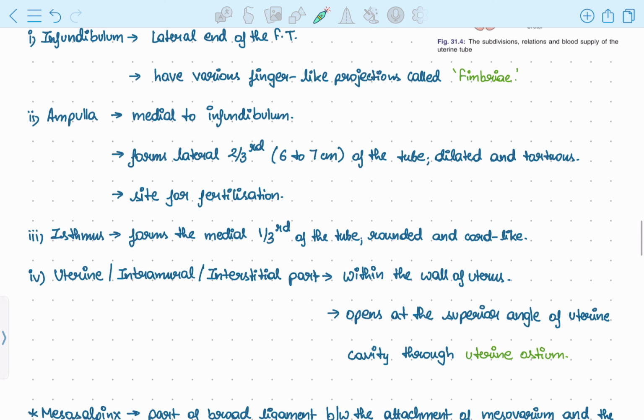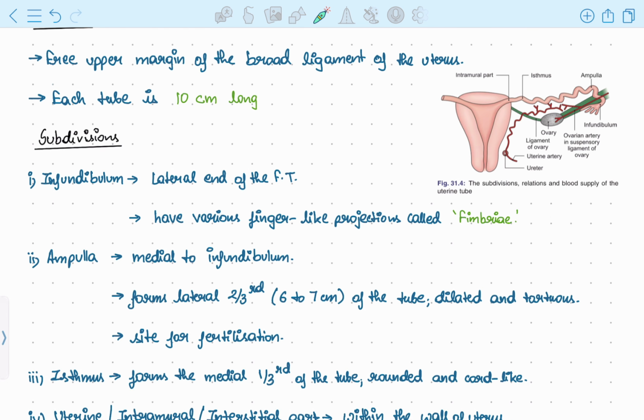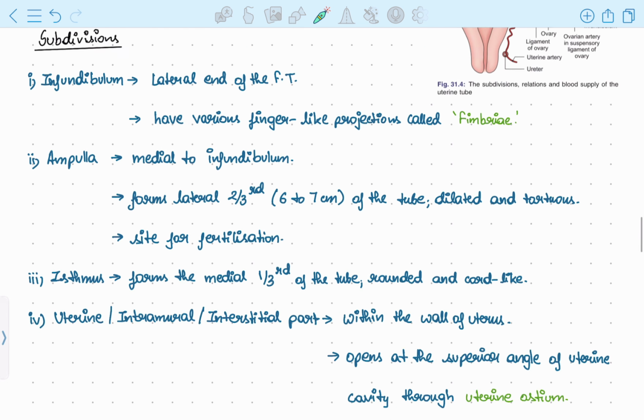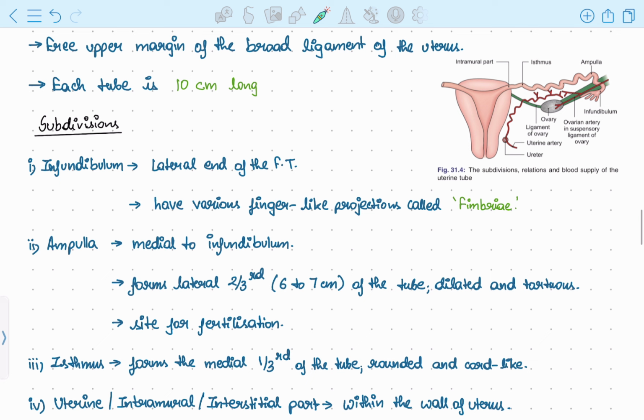Then last part is the uterine part or the intramural या फिर interstitial part. What do you mean by this? That this part is within the wall of the uterus. ठीक है? This is the intramural या फिर interstitial part. This part opens at the superior angle of uterine cavity through the uterine ostium. This opening, this round opening is known as the uterine ostium.